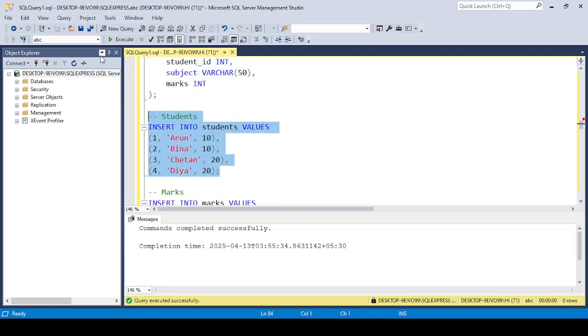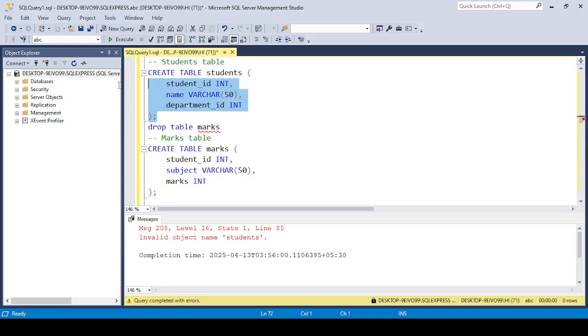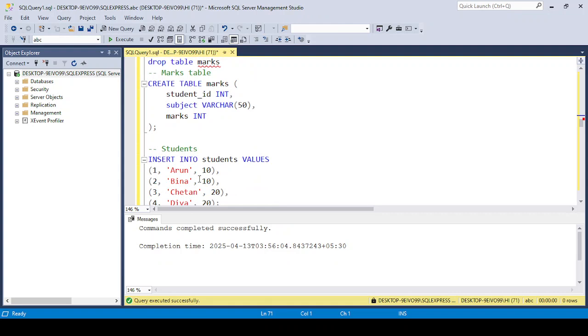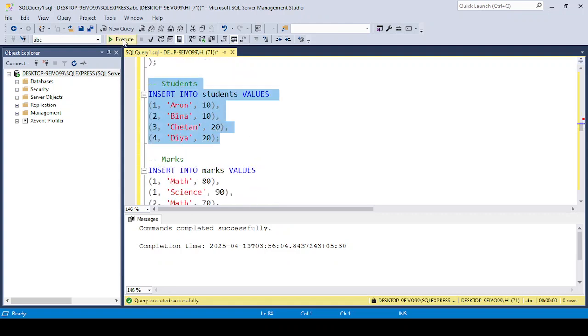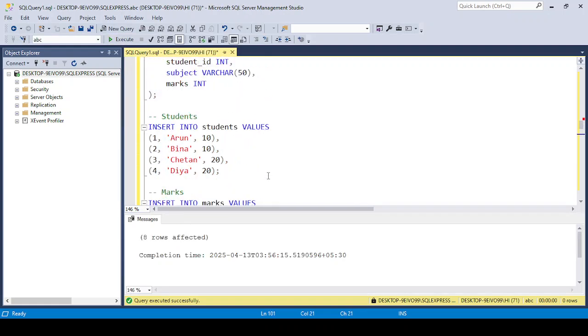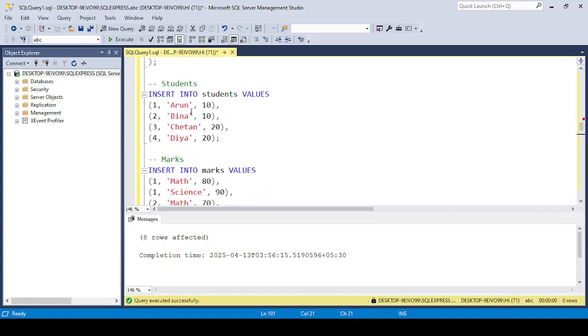So here I insert the student information. There are 4 students, 2 belonging to department 10 and 2 belonging to department 20.